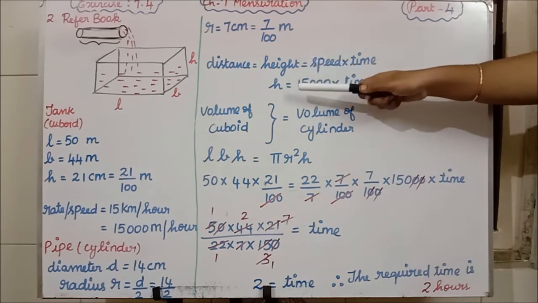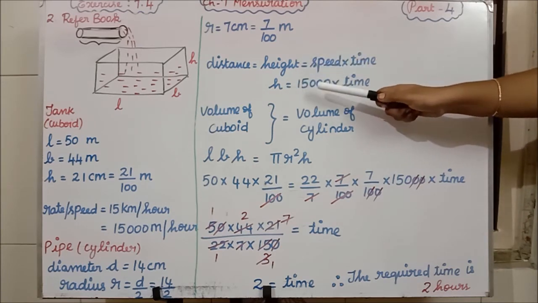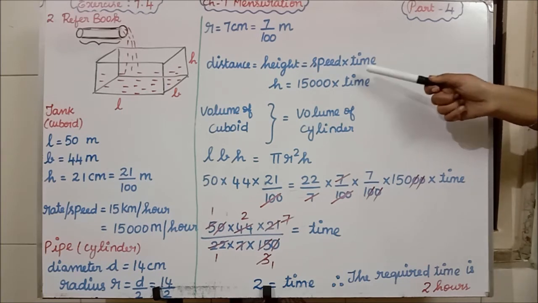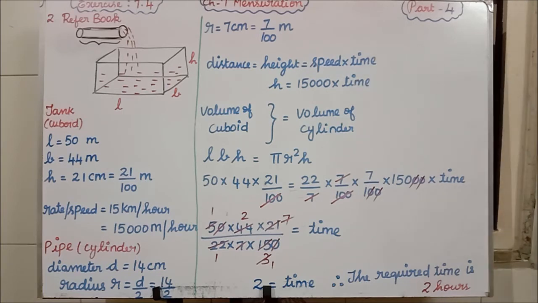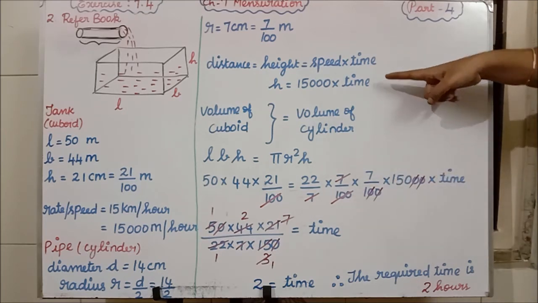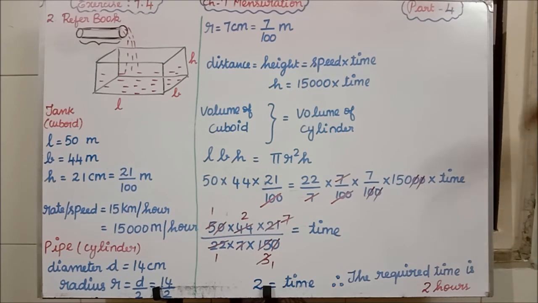So height h is equal to speed, 15,000, into time. This time we don't know, isn't it? That is only what they were asking in the question to find. Now if you see for the cylinder, we have got the radius and we have got the height also. Then it is easy to substitute in the formula. Here students, how are we taking the height? Yes, now we are talking about two shapes. One is the volume of the cuboid and another one is the volume of the cylinder.